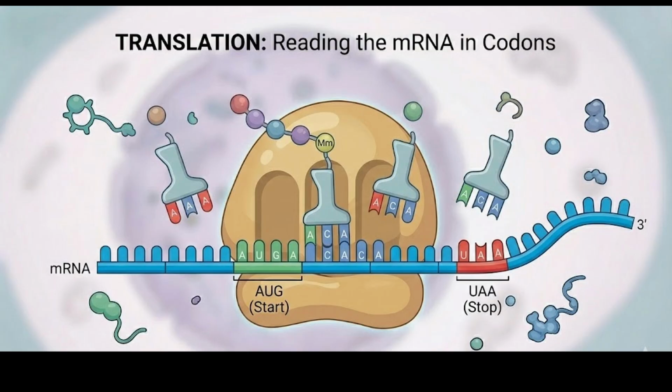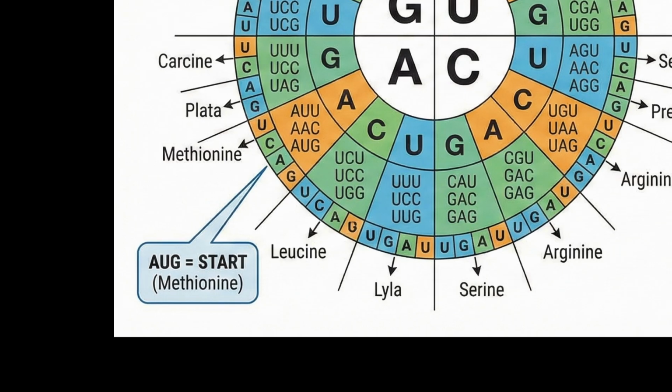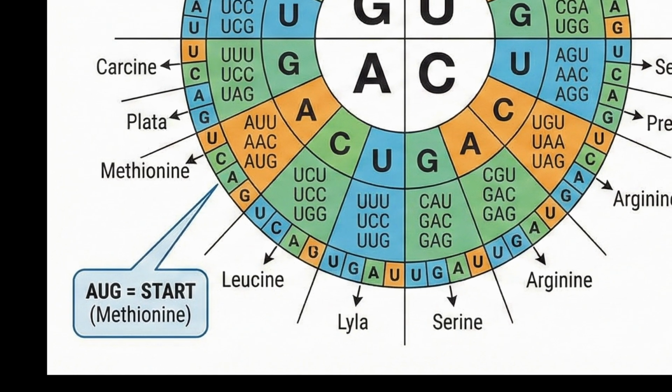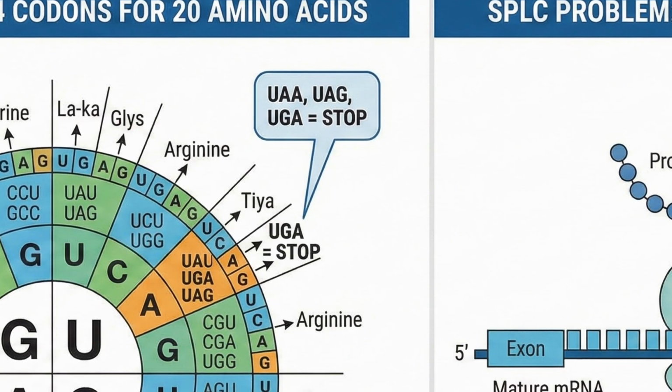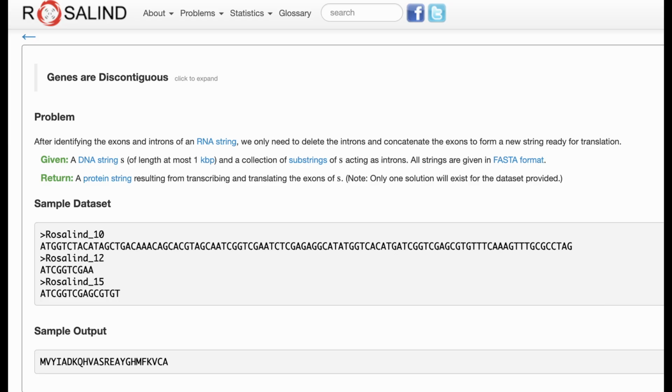Once the introns are gone, the cell has to translate that mRNA into a protein. It does this by reading the sequence in three-letter words called codons. There are 64 possible codons, but only 20 amino acids. This means multiple codons can code for the same amino acid, a concept called redundancy. For example, AUG is the start codon, telling the cell where to begin, while others like UAA or UAG act as stop signs. In this problem, we have to simulate this exact process, stripping the introns and then translating the remaining exons, three letters at a time.